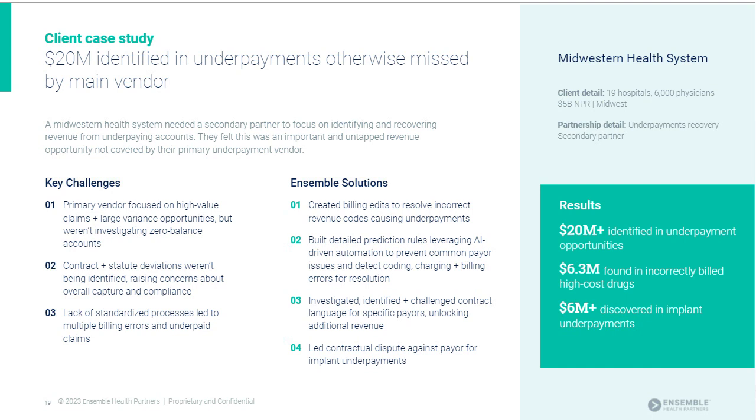A strong underpayment program really does have three core components across identification, recovery, and resolving the root cause. And for true success, all this happens beyond the variance report.